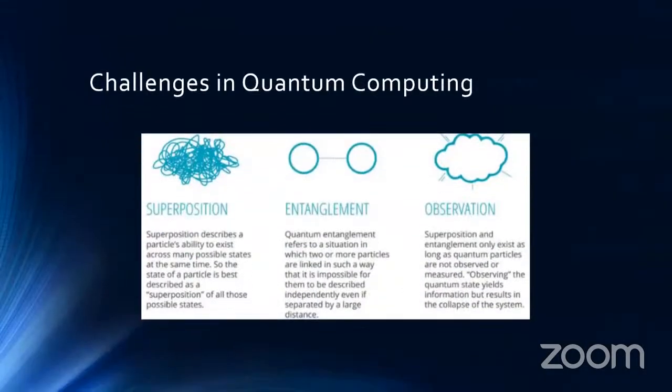So what are the challenges of quantum computing? Not all technologies in the current market are devoid of challenges or issues. In the quantum computing space, we have three major challenges. The first one is superposition. Superposition describes a particle's ability to exist across many possible states at the same time. If we remember from school, the Heisenberg principle says we cannot determine an electron's exact position and exact velocity at the same time. This is something similar to superposition. During superposition, we can't differentiate the two vectors, the 0 vector and the 1 vector, in a single go.